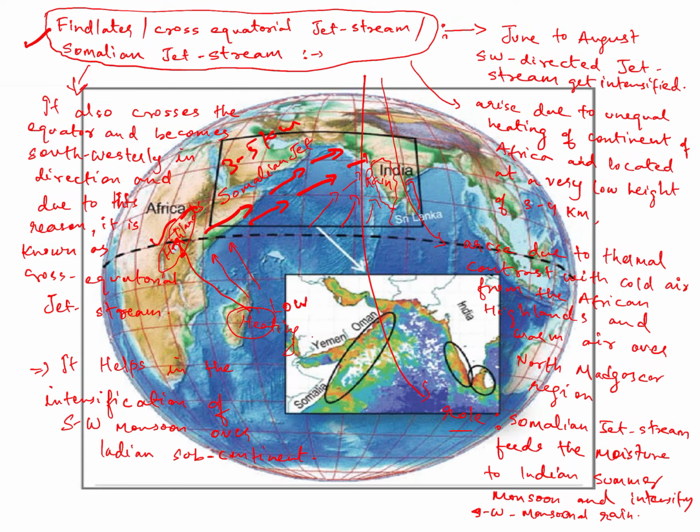So what is the role of this jet stream? For the Indian monsoon, it is of great importance because it moves in the months of June till August. It pushes or feeds moisture to the southwest monsoon. In this way, it helps in the intensification of the southwest monsoon over the Indian subcontinent. Whenever the Somalian jet stream is intense, it pushes the southwest moisture-laden wind on the ground from the Indian Ocean and Arabian Sea, causing good rainfall. Which part of India? Especially southern India and western India receive good rainfall.